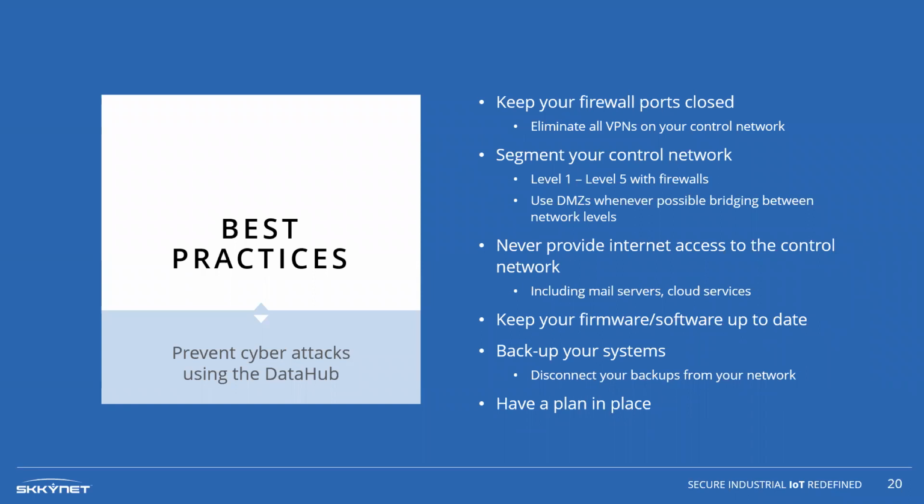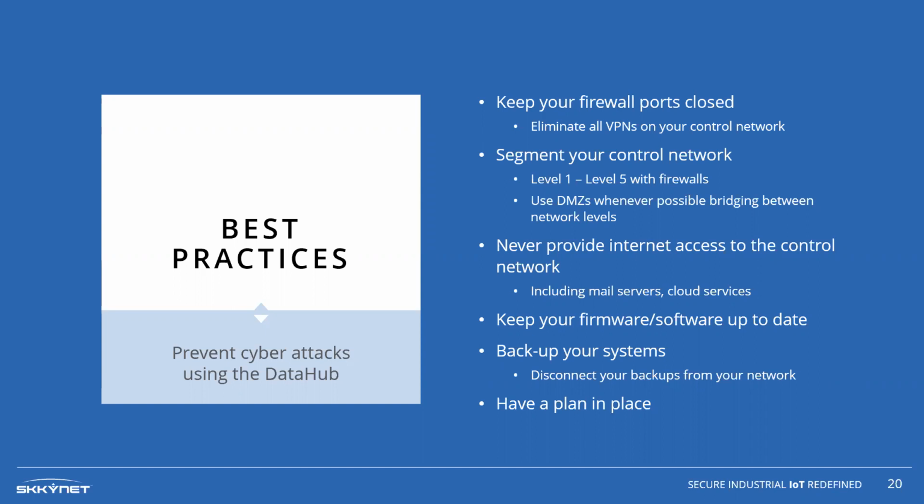Segment your network from level 0, from level 1 to level 5 with firewalls. Use DMZs whenever possible, bridging between network layers. So if you're moving from level 2 to level 3 or 3 to 3.5, having that DMZ is critical. Never provide internet access in the control network, including mail servers. Mail is the easiest way for people to steal credentials. So whether you're connecting to a cloud or connecting to a mail server, this is the one thing you need to have disconnected. Keep your firmware and software up to date. If I look at our software, we're version 10 today, and from version 9 to version 10, there have been tremendous improvements in security.